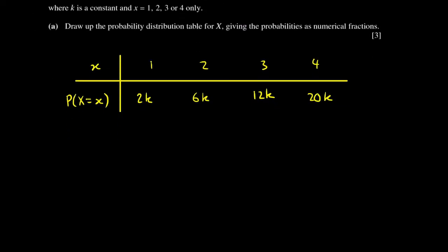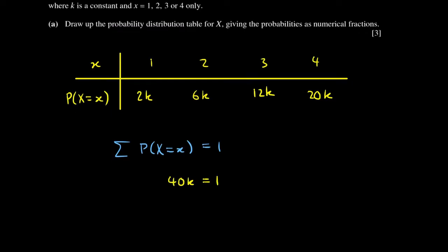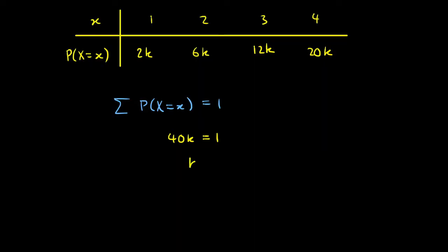Now, hopefully we should know that the sum of all probabilities is equal to 1, right? So if I add up all of these probabilities, what I should get is 1. So I'm going to get 2k plus 6k plus 12k plus 20k. So 2k plus 6k is 8k, plus 12k is 20k, plus another 20k is 40k. So I get here that 40k is equal to 1, which means that k is equal to 1 upon 40.